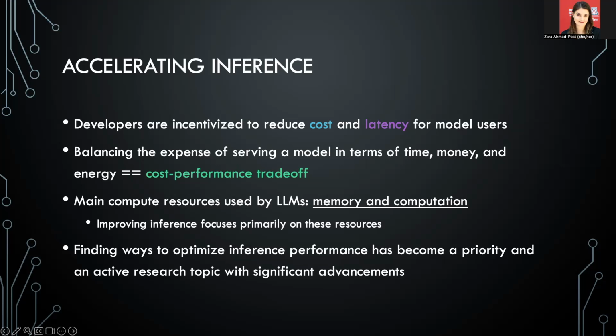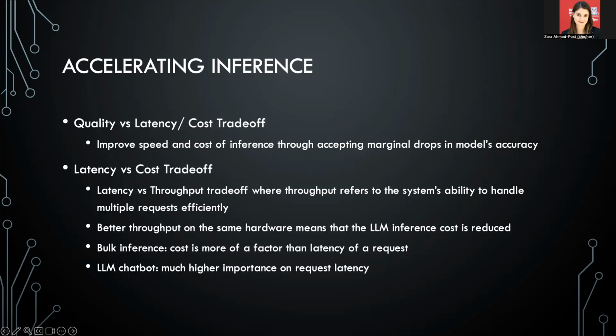And there's a lot of ongoing research in this space. But there are two kinds of trade-offs that we start looking at when we're trying to optimize for inference. The first is the quality of the results versus your latency and cost. So if we make improvements in the speed of how quickly our model returns a result, and also the cost of inference, sometimes we're accepting a marginal drop in our model's accuracy overall.